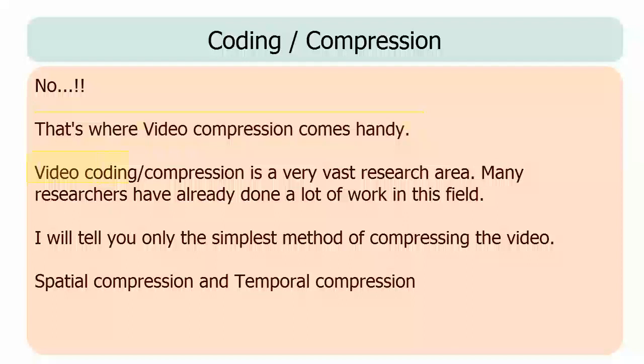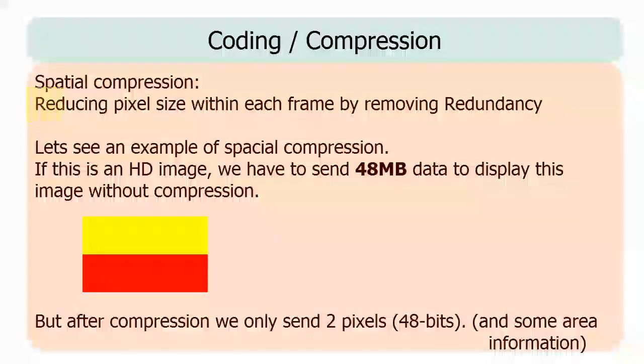Video coding or compression is a very vast research area. Many researchers have already done a lot of work in this field. I will tell you only the simplest methods of compressing the video: spatial compression and temporal compression. Spatial compression is nothing but reducing the pixel size within each frame by removing redundancies.